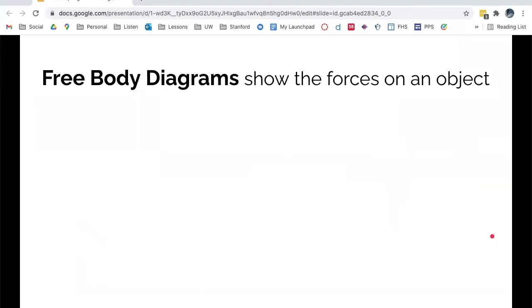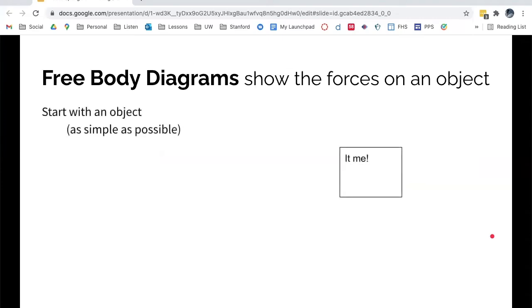Well, a free body diagram can help us to understand that because a free body diagram can show the forces, like gravity, that are acting on an object, like me. So let's walk through how to draw a free body diagram. First, you start off with a really simple object. It doesn't matter how good of an artist you are, you can simplify the objects by making them just simple boxes and circles in various shapes. So let's start with a box. It's pretty simple. That's me.